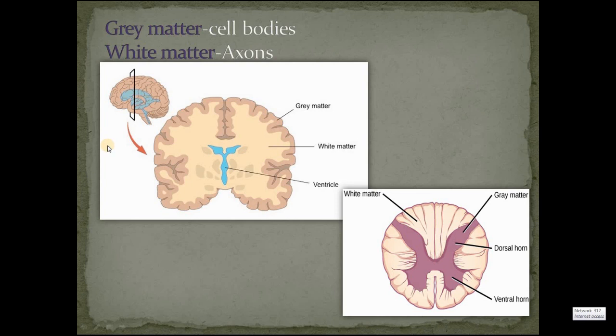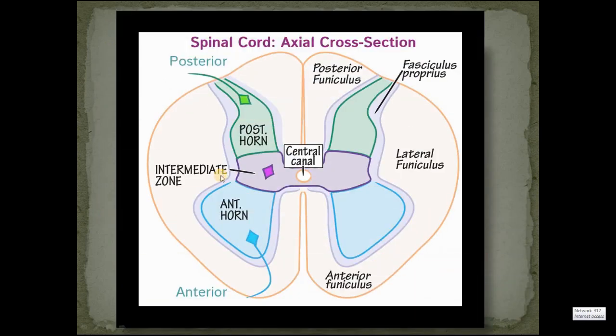In the brain, the grey matter is present outside and the white matter is present inside. And in the spinal cord, white matter is present outside and the grey matter is present inside. In this picture, you can also see the anterior grey horn, posterior grey horn, anterior white funiculus, posterior white funiculus. In short, the grey matter is made up of the cell bodies and the white matter is made up of the axons and their bundles. I hope now it is clear to you.